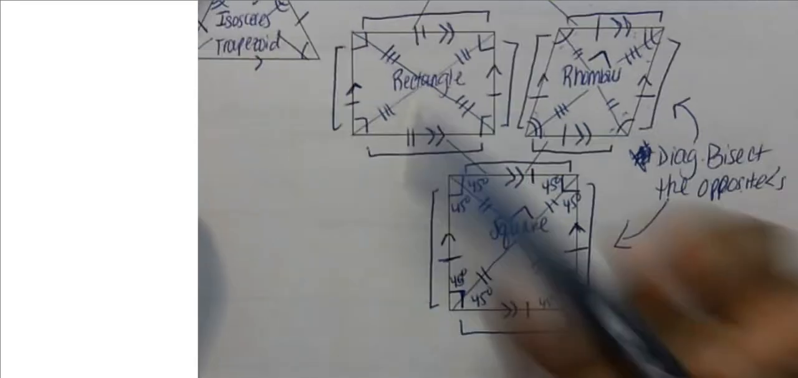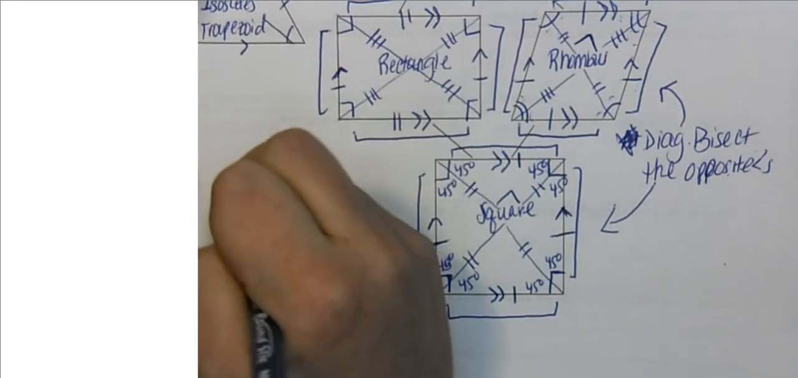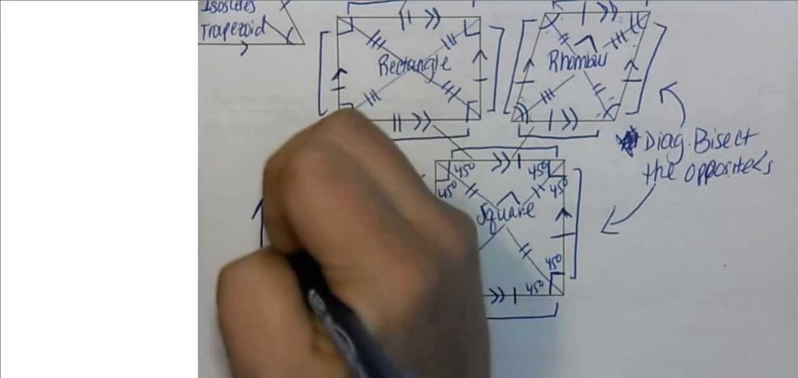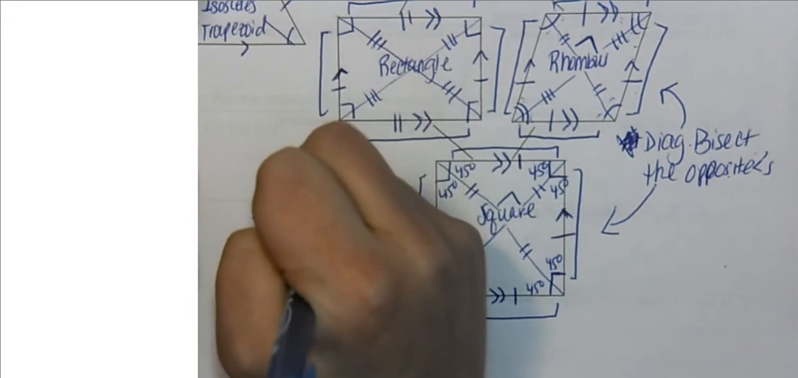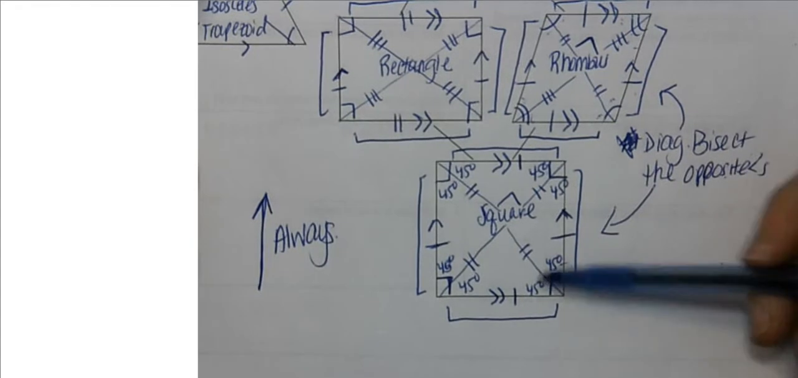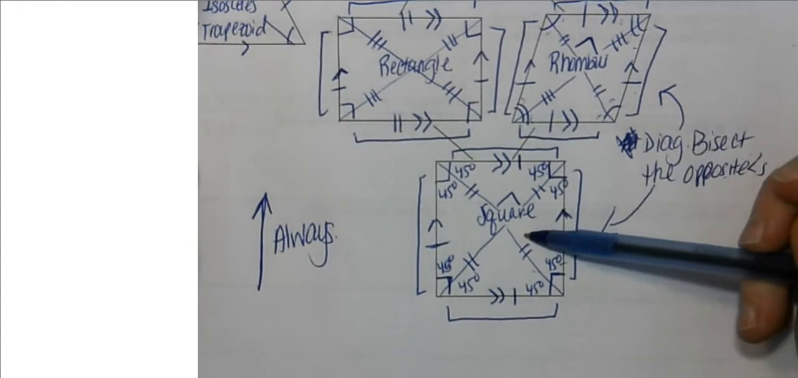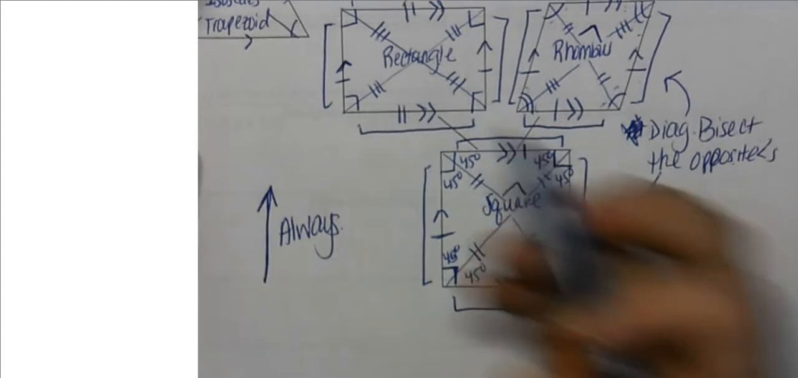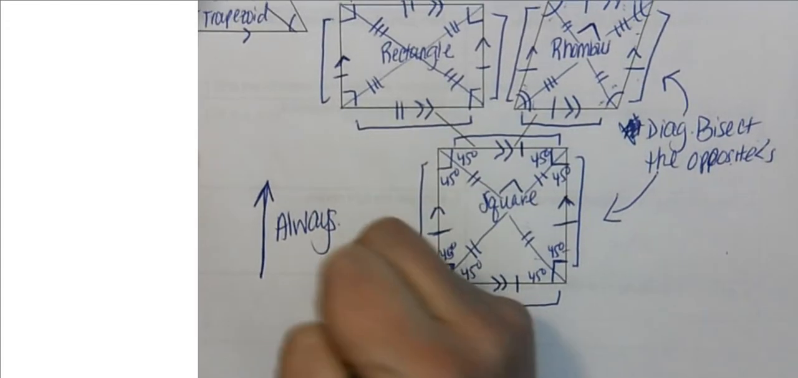We know that as we look up the chart, the answer is always true. Always, like a square is always a parallelogram. It is always a rectangle. It is always a rhombus. Going down the chart is sometimes.